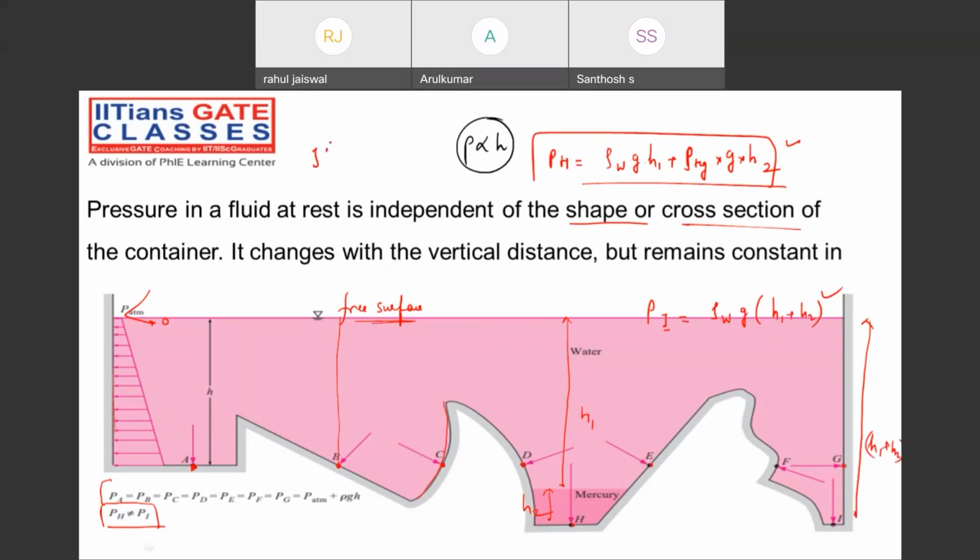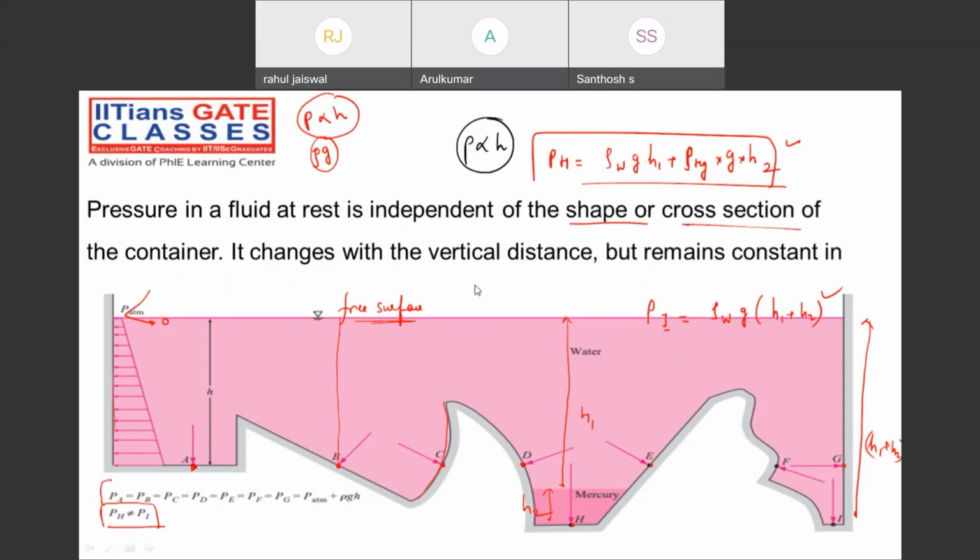Unless rho and G are constant, the pressure will be directly proportional to H. But the moment the density of the fluid changes, the pressure will also change. Yes or no? Yes or no, guys? All of you are following me? Correct. All of you have noted down?